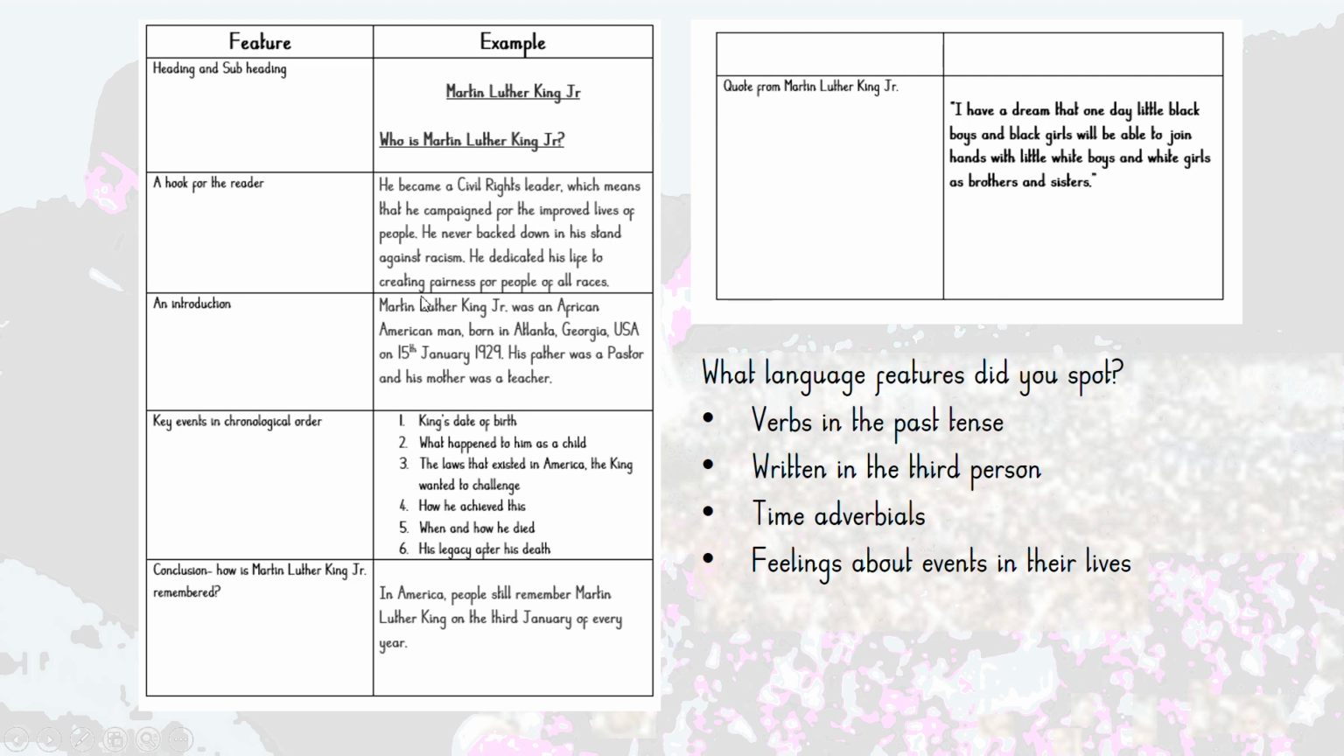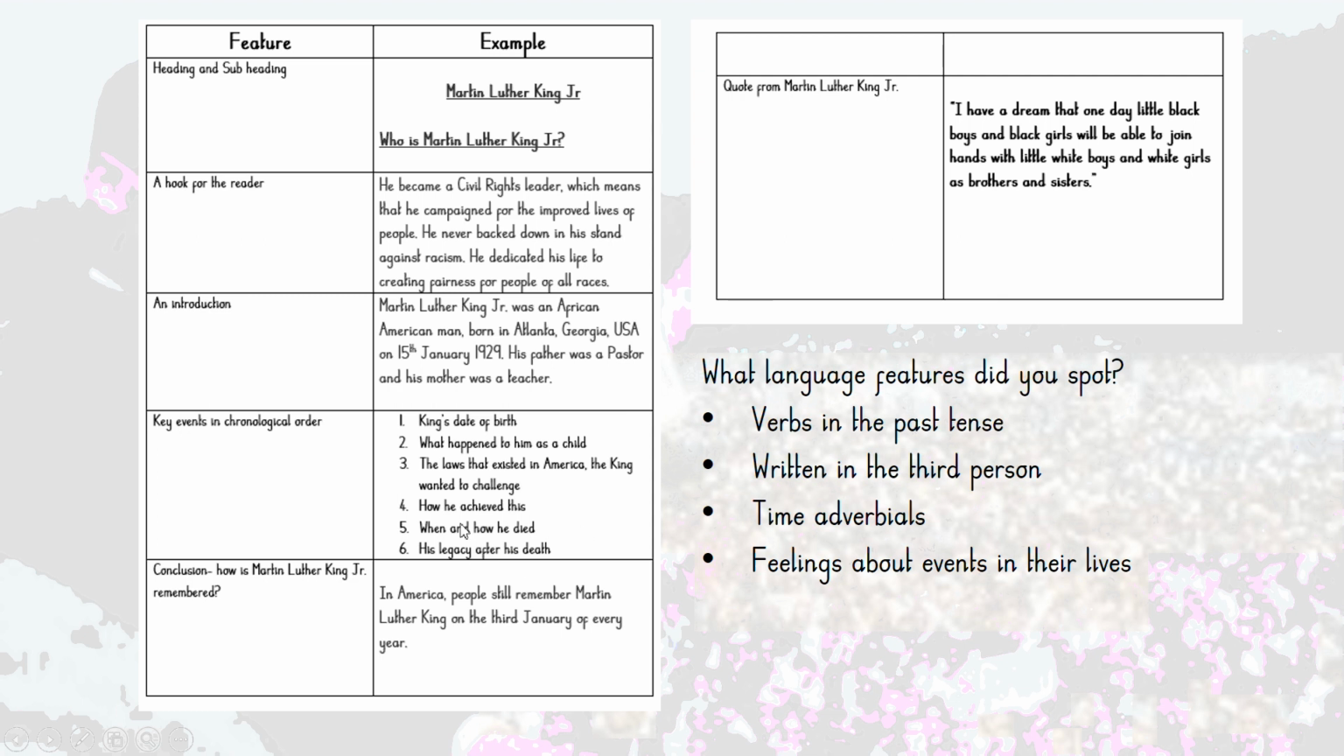The key events in chronological order, that was a really important thing, that when you're writing a biography, it's very important it's in chronological order. So in the biography, it said King's date of birth, what happened to him as a child, and what happened to him as a child was very important because that was what spurred him on to become an activist when he was a man. Writing about the laws that existed then in America that King wanted to challenge, how he achieved challenging those, when and how he died, and his legacy after his death.